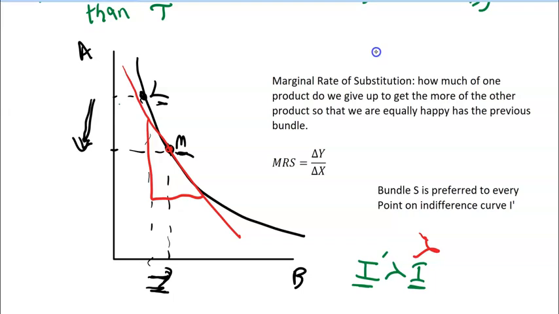So this is telling us that if I want to get one more unit of B, or oranges, how much of A do I have to give up? And as you can see, it changes as we move along the line. Down here, I can see that the slope is almost horizontal.